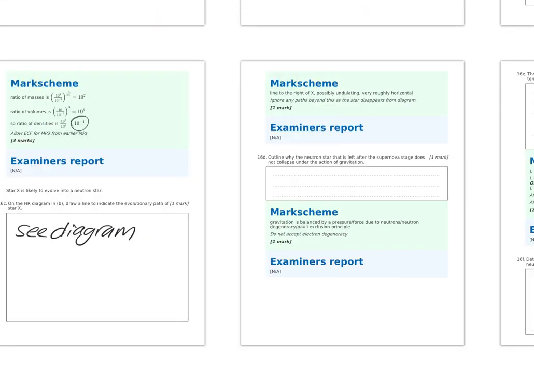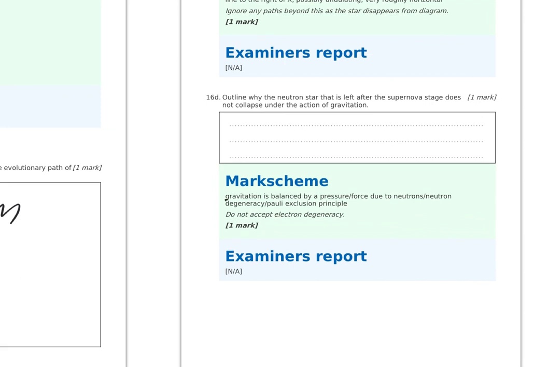And then 16D says, after the supernova stage, why does the neutron star not collapse into a black hole? Because there's not enough gravity. It says gravitation is balanced by the pressure because of neutron degeneracy. The neutrons are squished close together, and they're not going to get any closer without even more gravitational pull, which would then crush everything into a black hole. But it's not becoming a black hole because the neutron degeneracy is pushing back.